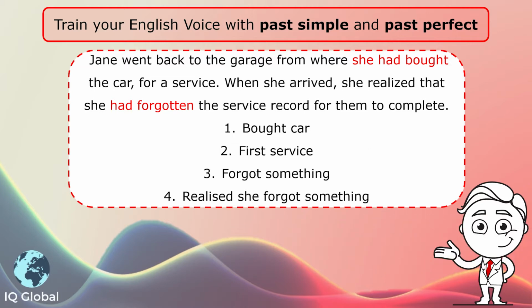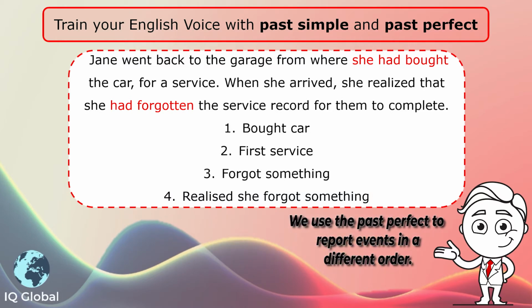If we look at how the order happened in the past, she first bought the car, then she went to the garage for a service, then she forgot something, and then she realised that she forgot something. But because we are reporting in a different order, we use the past perfect.